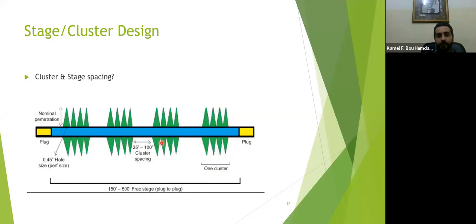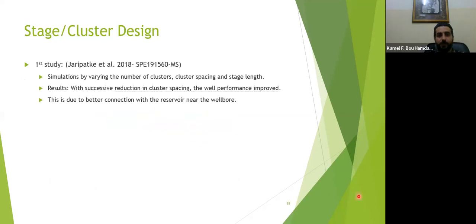And as you can see here, we have some kind of spacing between them. Over here it is somewhere between 25 and 100 feet. If we are talking about the frac stage itself, it could be between 150 up to 500 feet. Okay, so what should we consider, or what should we look at in the cluster or the stage design? Now we have this study from this SPE paper.